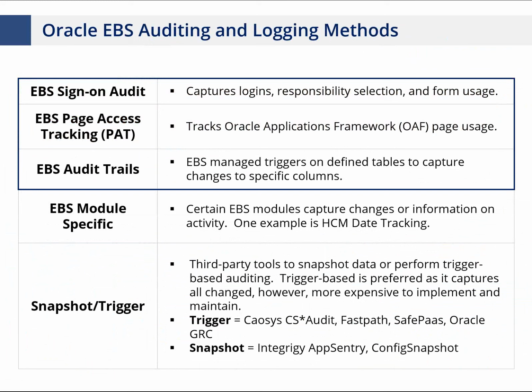There are a couple of tools on the market, including our product, Integrity App Sentry, that will snapshot tables. App Sentry will take the key security tables and take a snapshot every time it runs a scan, such as responsibility, so we can see changes. Config Snapshot will also do it. But again, these are third-party products and out of the scope of this presentation. We'll focus on the native capabilities within Oracle Business Suite and the database moving forward.